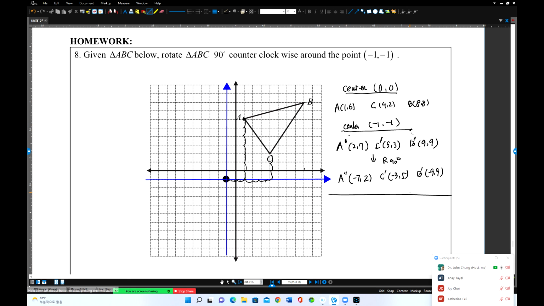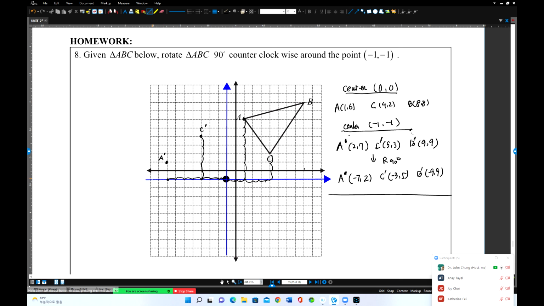So we're going to mark off this A prime. Where is A prime? Negative 7 and 2. Negative 7 from here: 1, 2, 3, 4, 5, 6, 7, and 2 is where it appears. That is A prime. C prime is negative 3 and 5. 1, 2, 3, 1, 2, 3, 4, 5. That is C prime. Where is B prime?